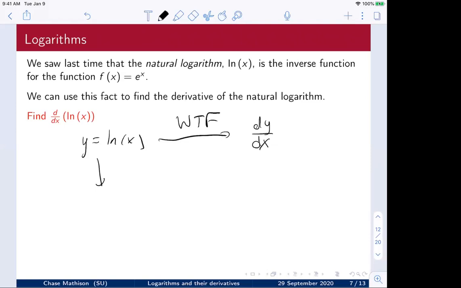We got something in the chat. Is it the right answer? Yes, WTF stands for, it stands for want to find. I think it's a funny joke, but I can stop making the joke if you guys want.